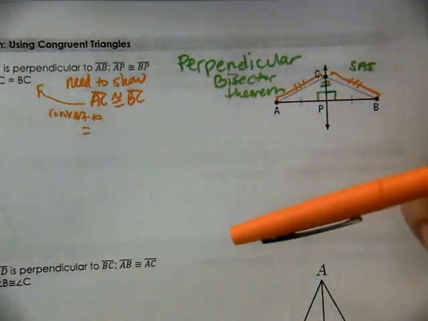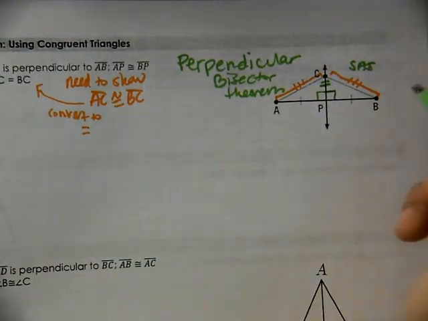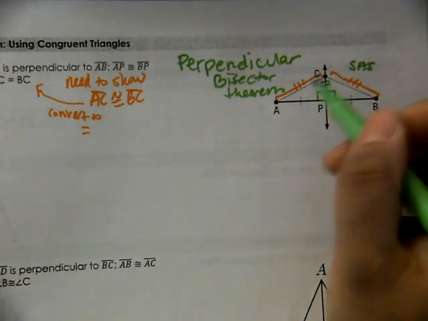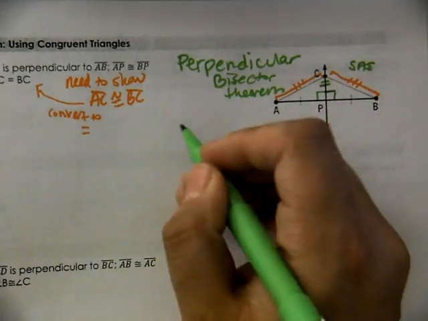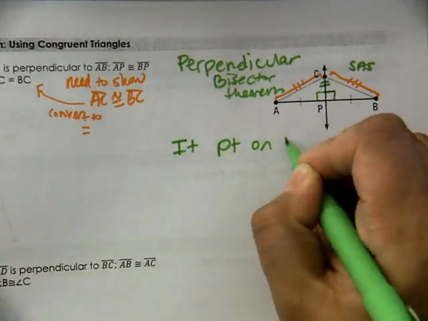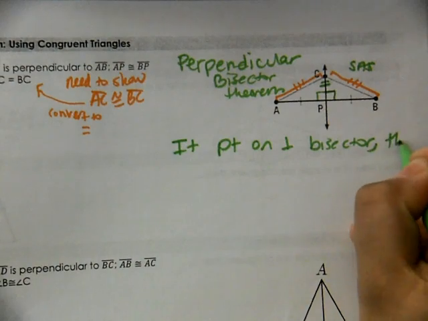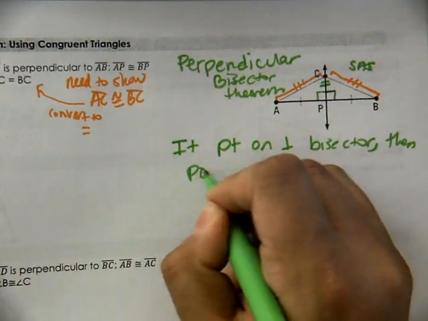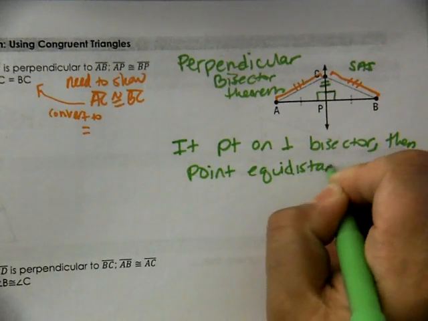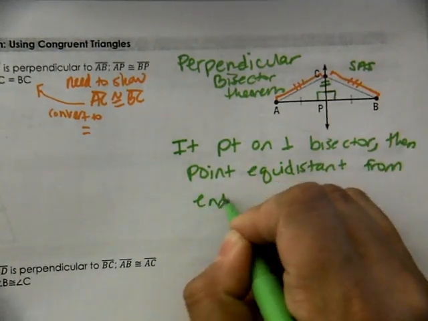If you decide you want to try this proof for some extra practice, you can absolutely do that. For right now, we're not going to spend more time on that, and that's kind of what the perpendicular bisector theorem tells us. Here's what it says in words. It says if there's a point on the perpendicular bisector, then the point would have to be equidistant. Equidistant means the same distance away from the endpoints of the segment.